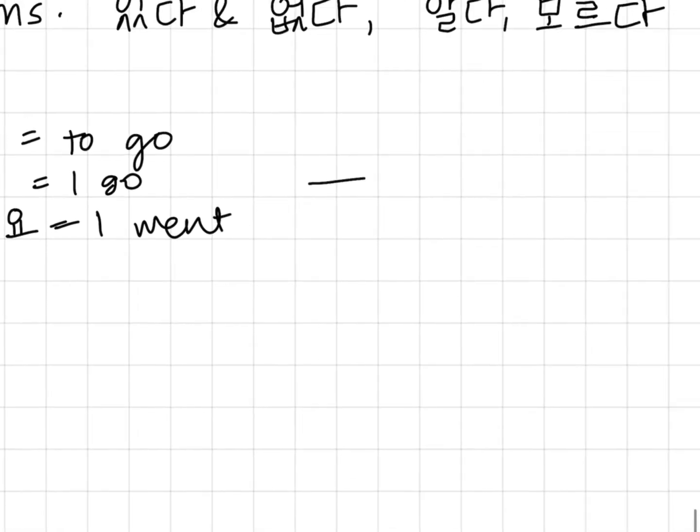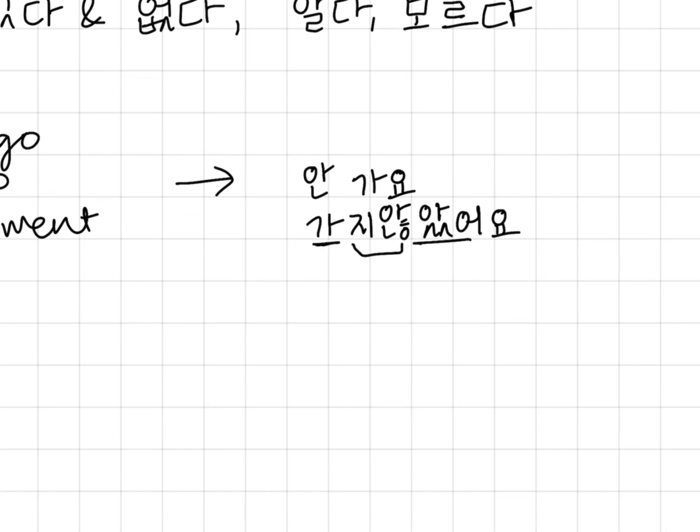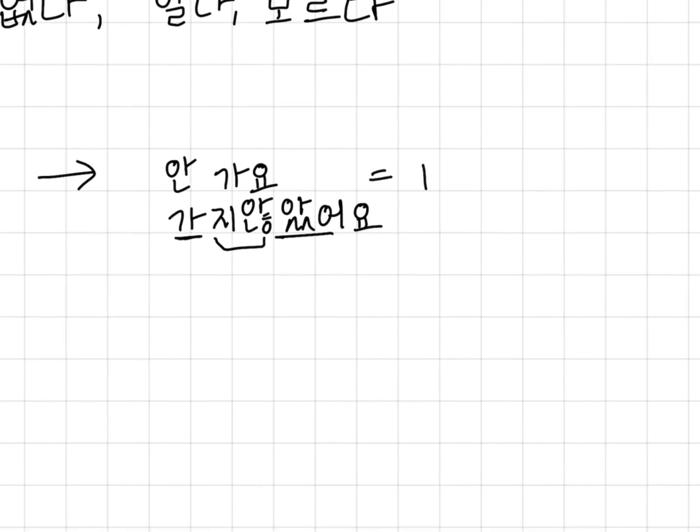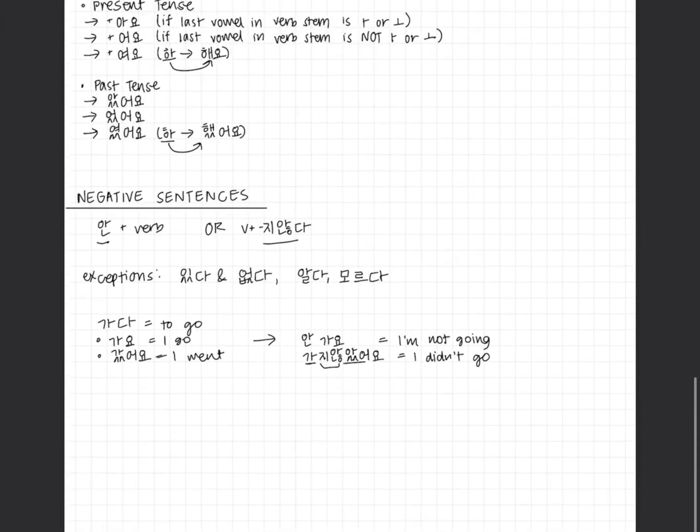To make it negative, you would make it 안 가요, which means I'm not going. You could also say 가지 않아요. Here, the conjugation for the past tense is after the verb stem because you added this negative verb ending. So it's 가지 않았어요 for I didn't go. I'm not going, or I didn't go. Those are two ways that you can make a sentence negative.